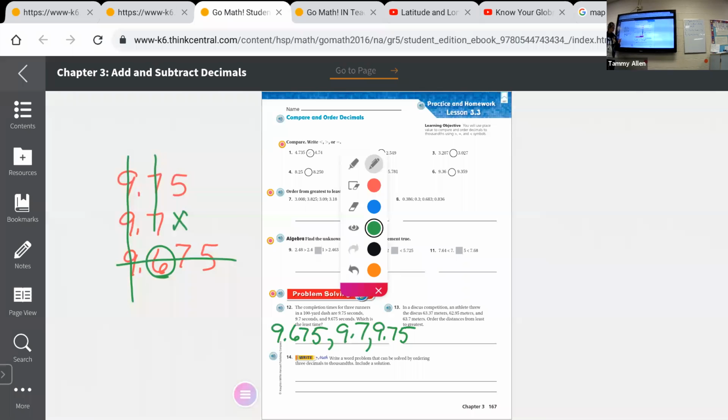Now, who won the race? 9.675. Yeah, because it was the lowest time. Okay. All right. Now, because the 100-meter dash is a little bit longer, the times were slower. Does that make sense? Okay.